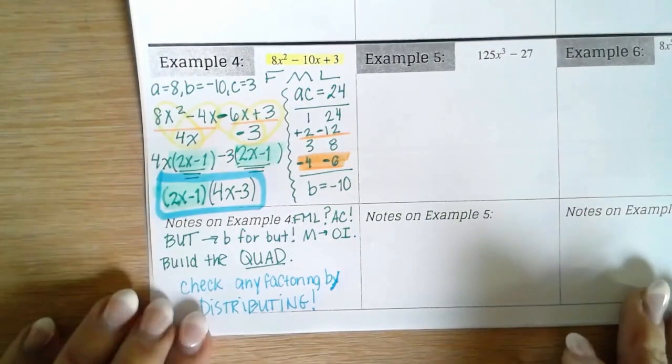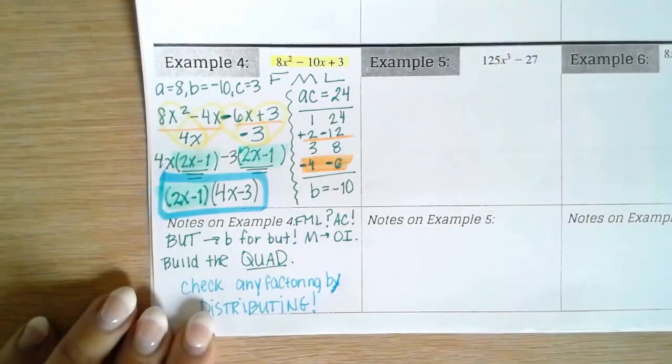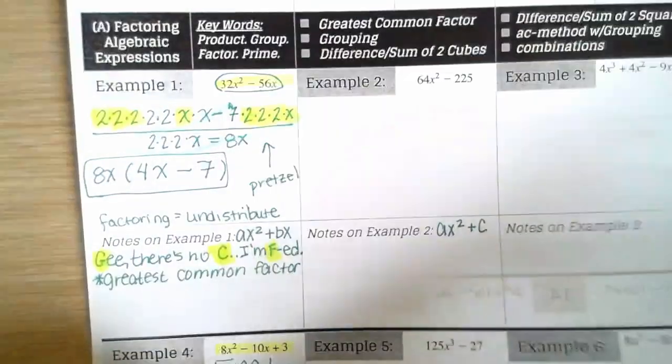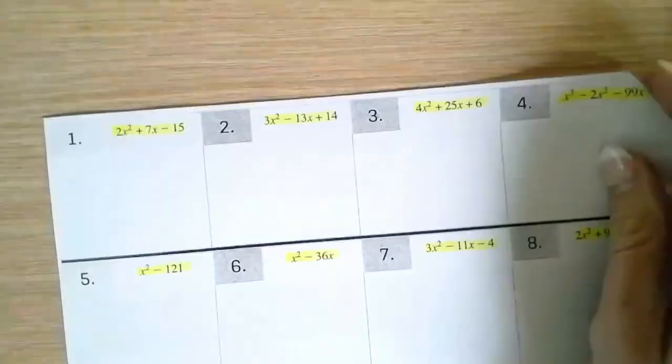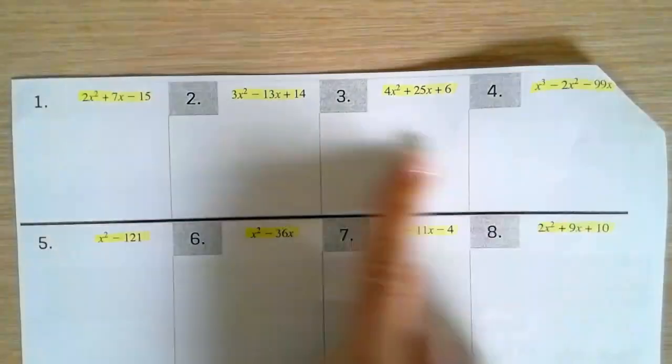So I put some notes down here. That should be pretty good. And hopefully this helps clear up any questions in this packet. That should help you at least do these examples, okay?